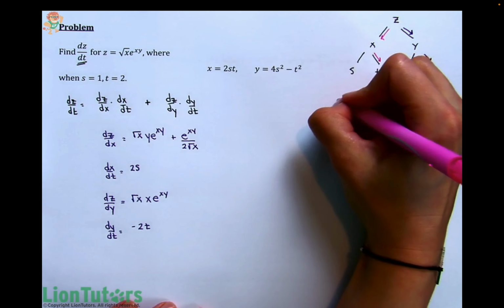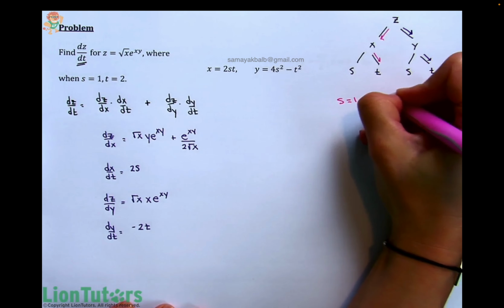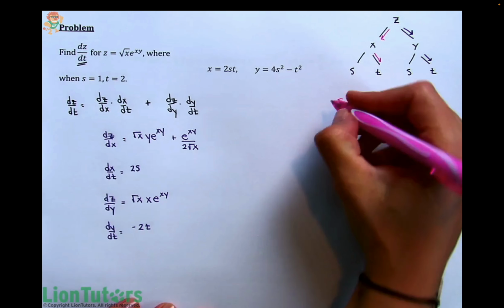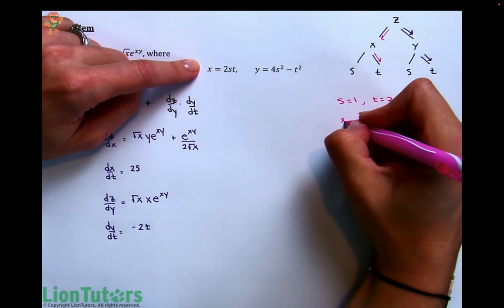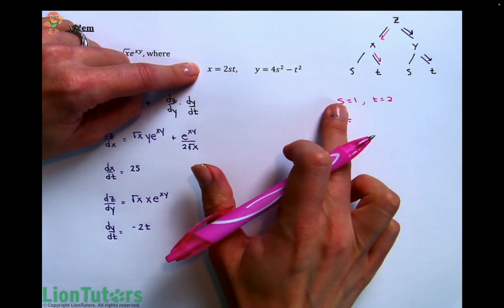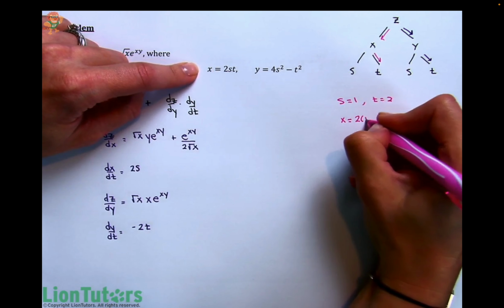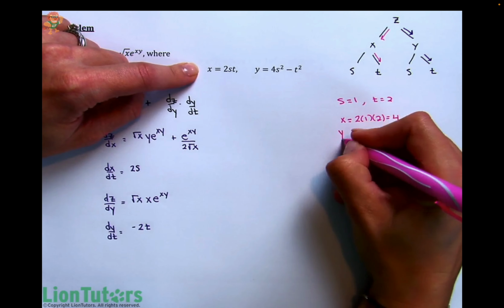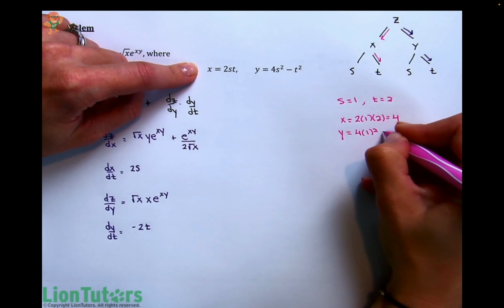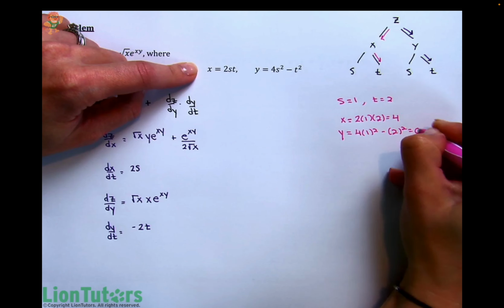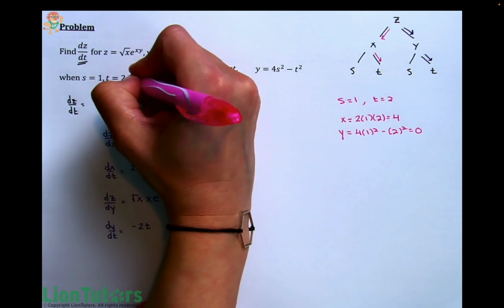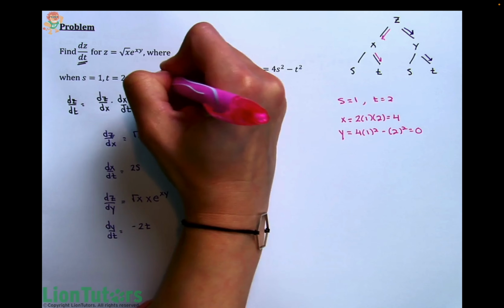When s is 1 and t is 2, in order to find all of these different things we need to know, yes, sometimes we plug in s's and t's, but we also need to know what our x and y values are there. So I'm going to take my x and say, okay, when s is 1 and t is 2, x is going to be 2 times 1 times 2, which would give me 4. And my y would be 4 times 1 squared minus 2 squared, which would give me 0. Okay, so I know overall that s is 1, t is 2, x is 4, and y is 0.